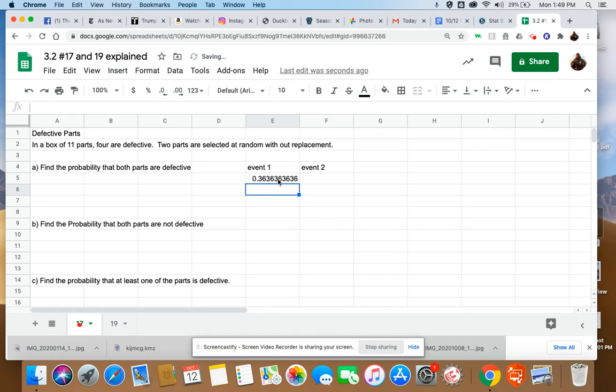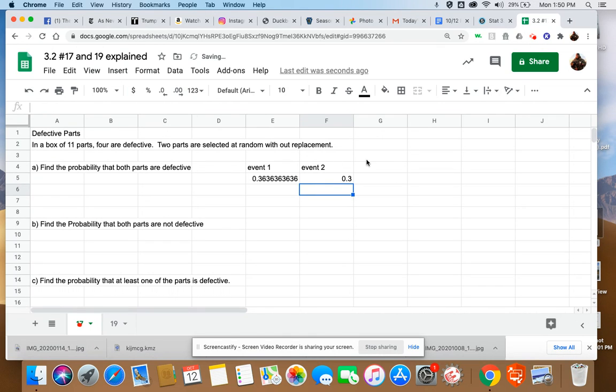And we'll do that division here. It'll give us an answer. Now, we have not replaced that one. It's taken out. So we have to consider there's not 11 parts in the box anymore. There's now only 10 parts in the box. And we took a defective one out. So instead of 4 defective ones, there's actually 3 defective ones. So our probability for event 2 is now 3 divided by 10.